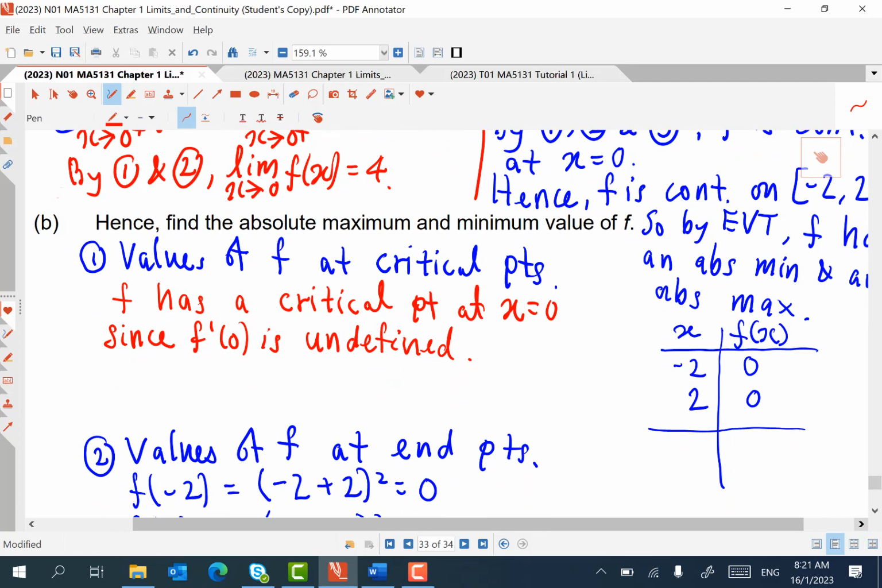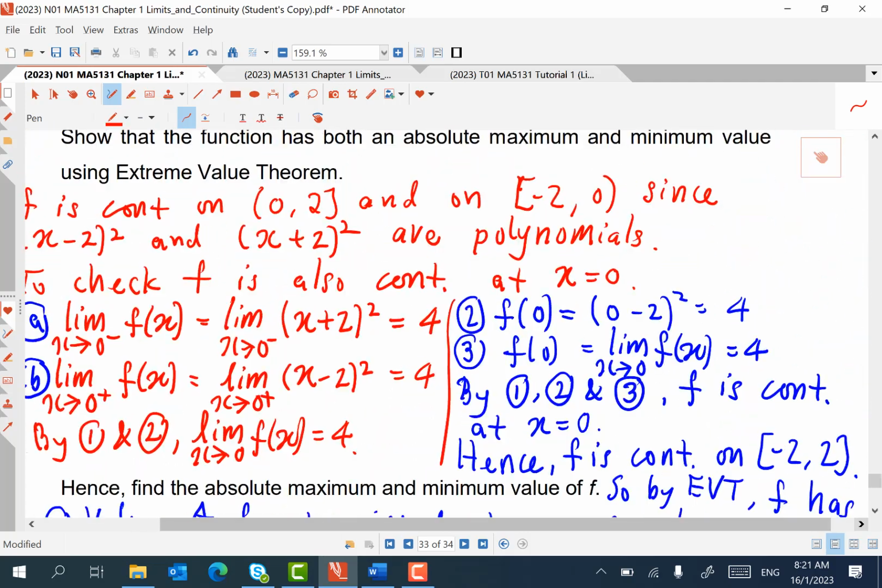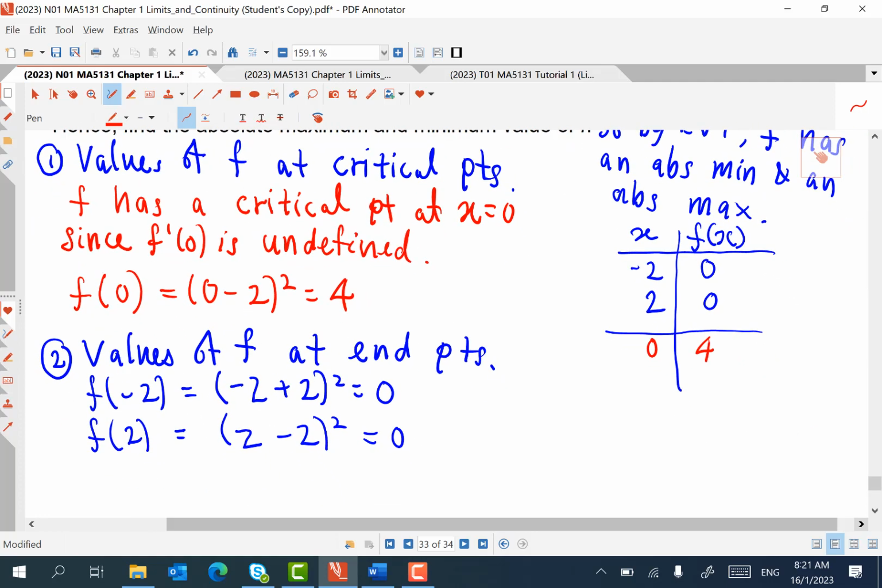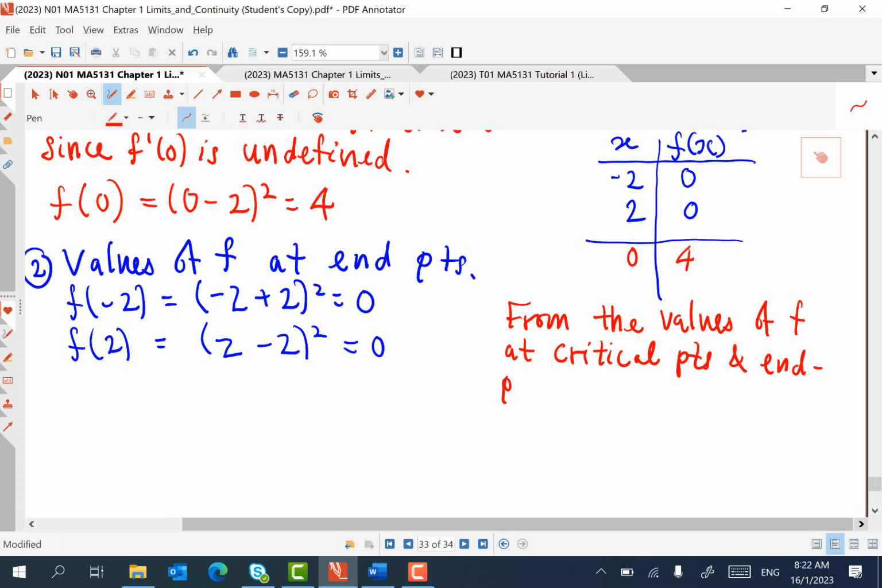So now the next thing is we want to calculate this number. At this critical point, f(0) is how much? Which function do we use? We use x minus 2 squared. So it becomes 0 minus 2 squared, which is 4. So f(0) is 4. So from the values of f at critical points and endpoints, the absolute min equals 0 and the absolute max is equal to 4.